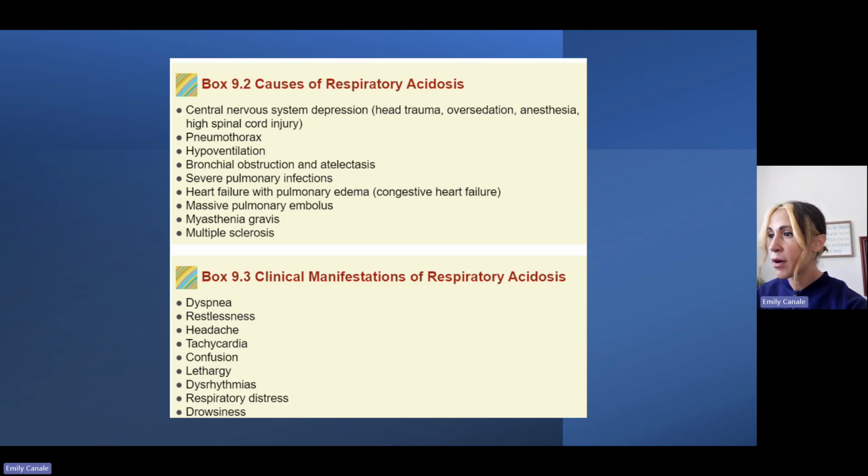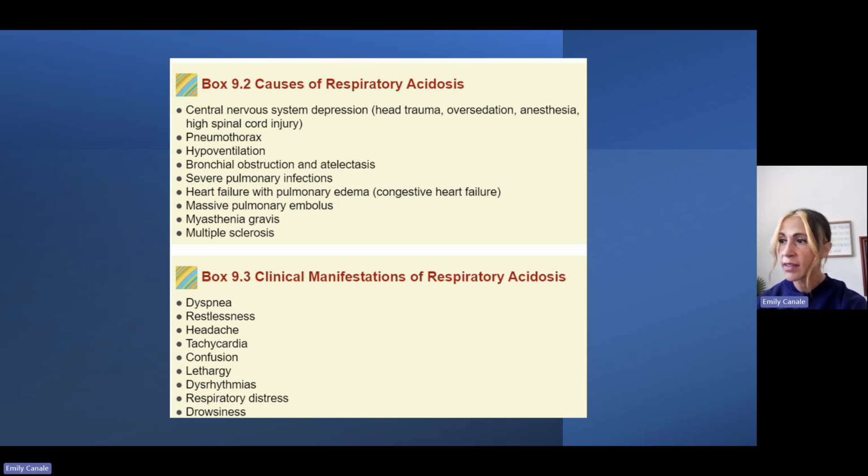So always remember, if you're looking at respiratory acidosis, what could cause that? If I have a pneumothorax, then I would anticipate the patient to possibly be in respiratory acidosis. This is where your ABG result is acidic, so that pH is going to be less than 7.35 and your CO2 is going to be greater than 45. You're also going to have some level of metabolic compensation, so that HCO3 is going to be greater than 26.